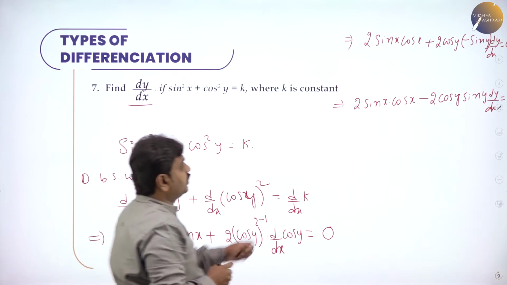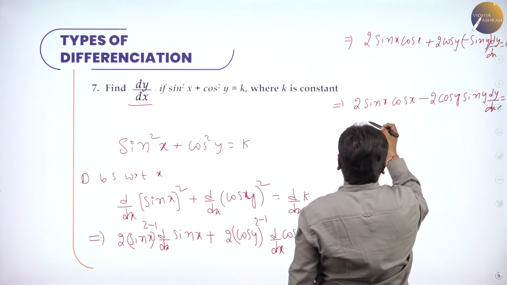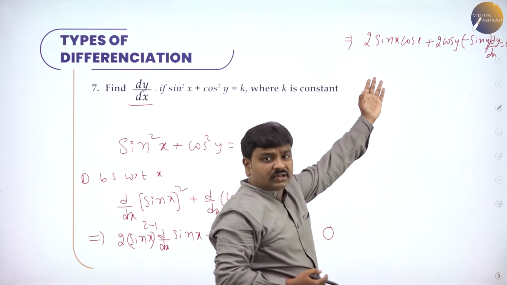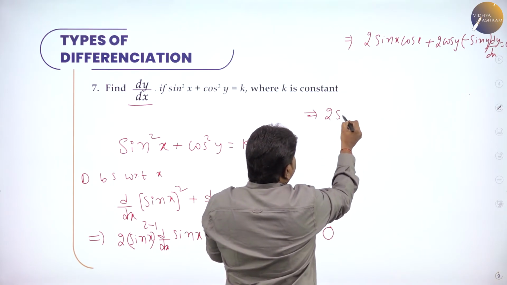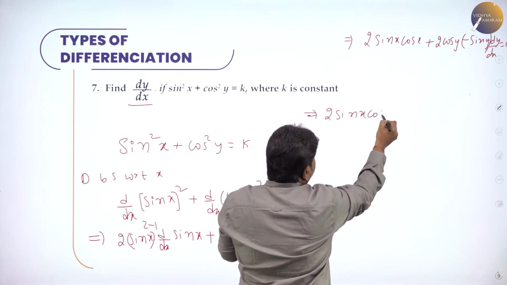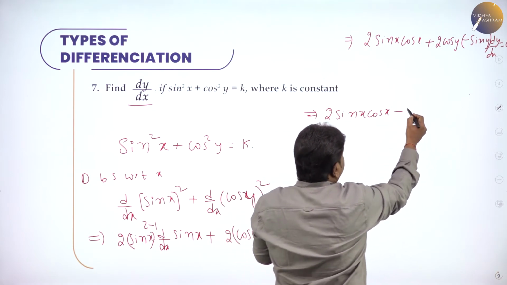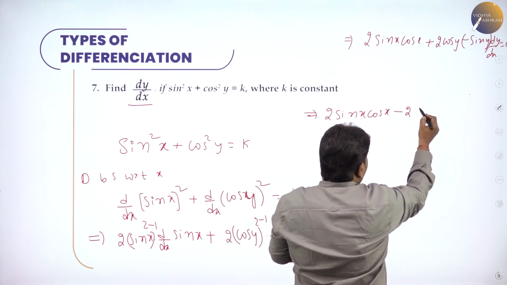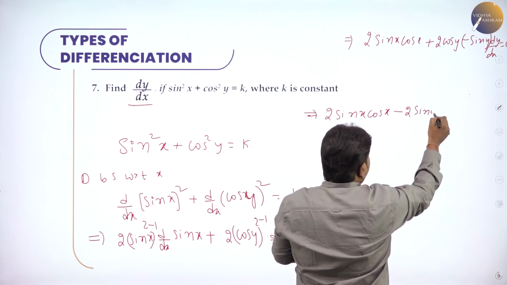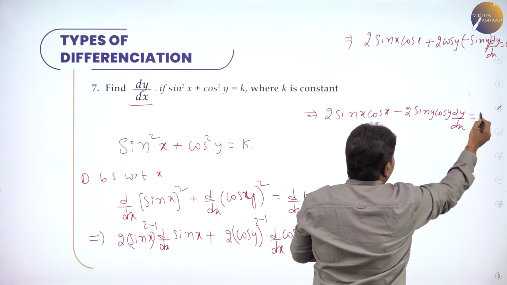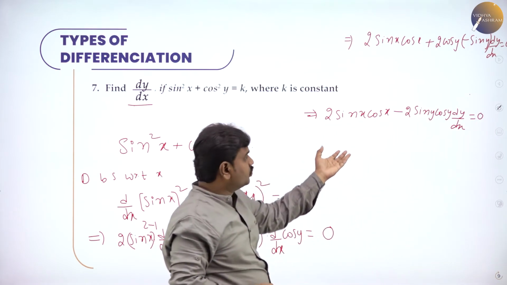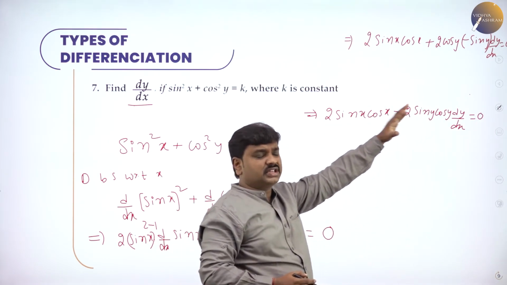0. Now our task is to make dy by dx the subject. Further, here our task is to make dy by dx the subject. That implies 2 sin x cos x plus and minus is minus 2 cos y sin y, or sin y cos y I'll write, into dy by dx is equal to what? 0. Now transfer dy by dx terms to the other side.